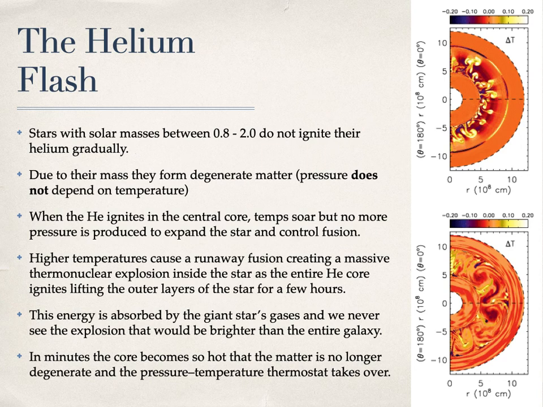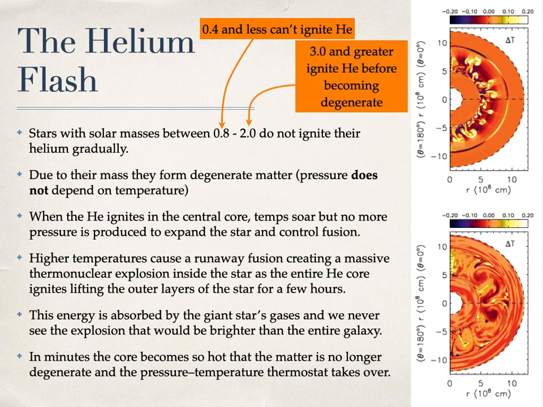What's going on with stars that are a little bit bigger and a little bit smaller is that if they're a little smaller, they never get hot enough to ignite their helium. If they're a little bit bigger, they'll ignite their helium before it ever becomes degenerate. So it's a gradual ignition process, and then they go on about their stellar evolution. But I want to talk about those that fall in the 0.8 to 2 range, because that's the interesting part. They don't ignite gradually. Their helium does become degenerate.